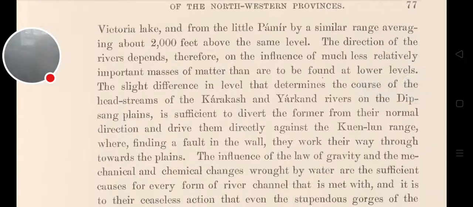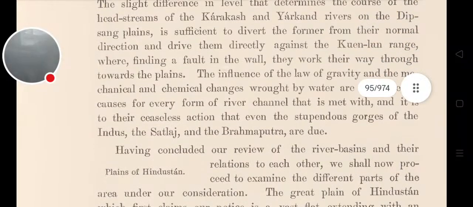The direction of the rivers depends, therefore, on the influence of much less relatively important masses of matter than are to be found at lower levels. The slight difference in level that determines the course of the head streams of the Karakash and Yarkand rivers on the Dipsang plains is sufficient to divert the former from their normal direction and drive them directly against the Kunlun range, where, finding a fault in the wall, they work their way through towards the plains.